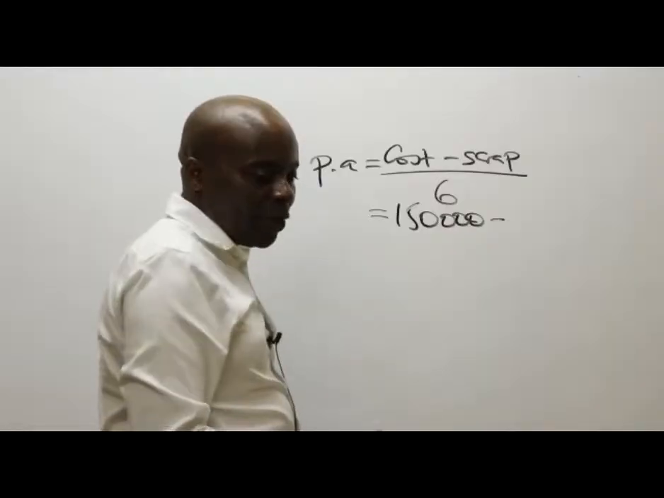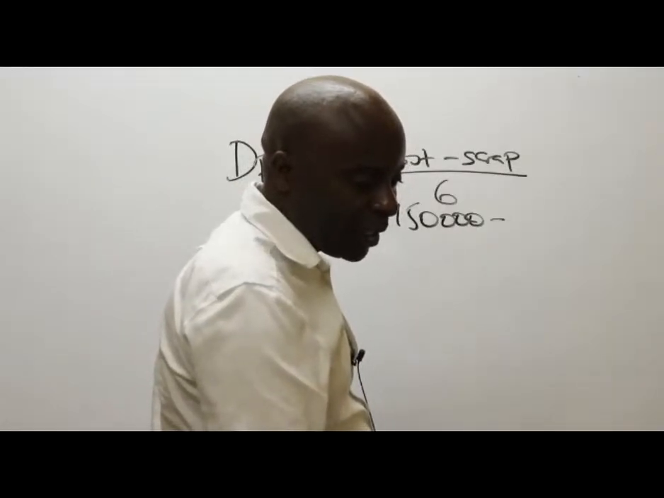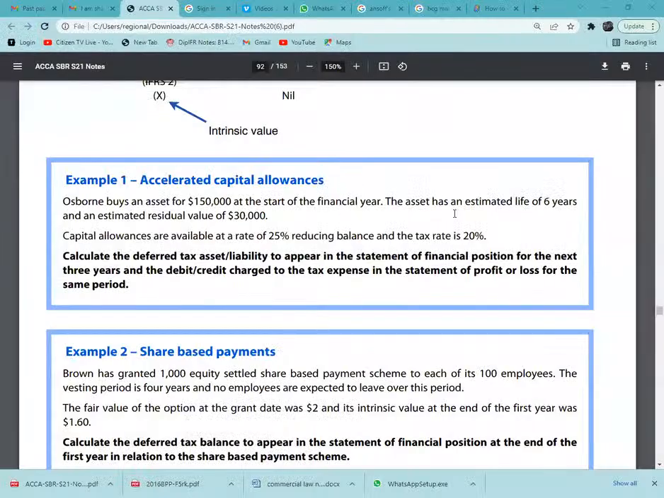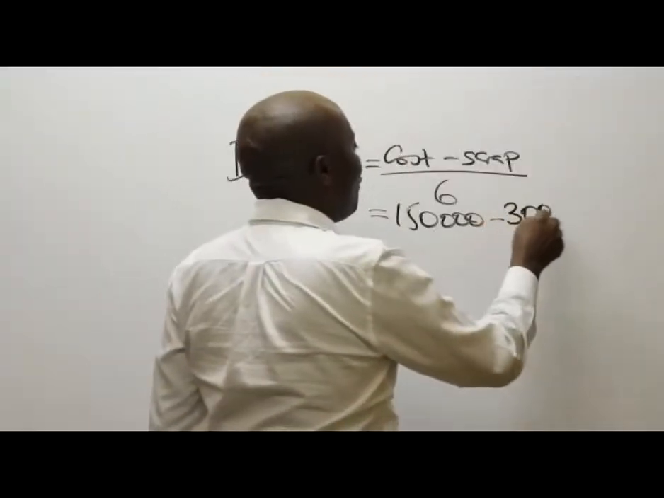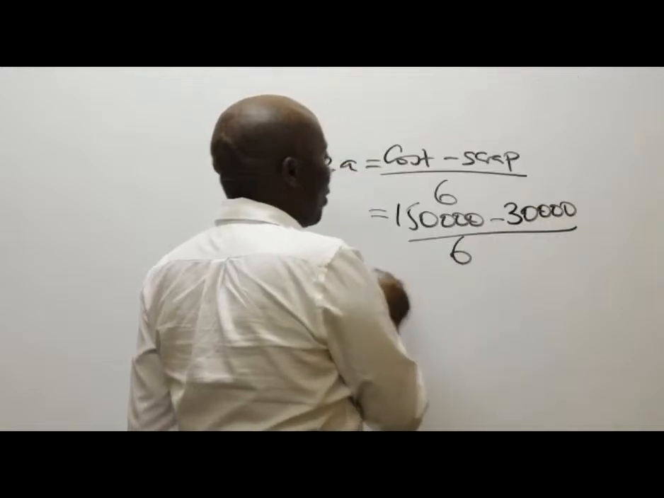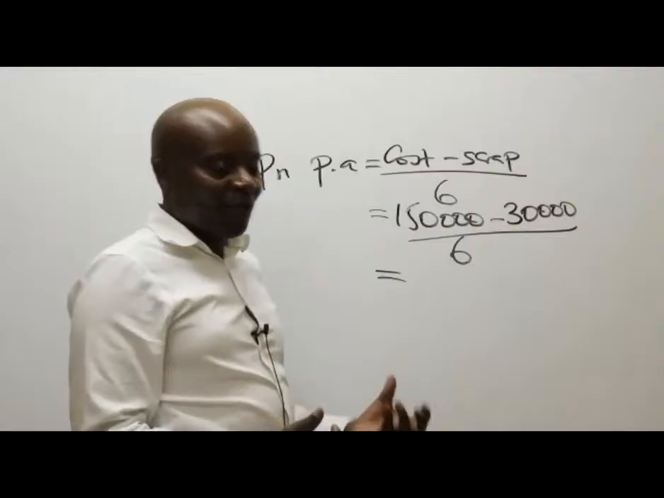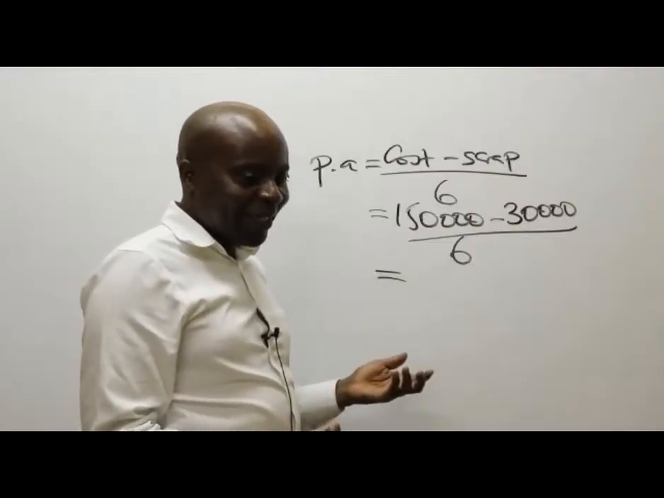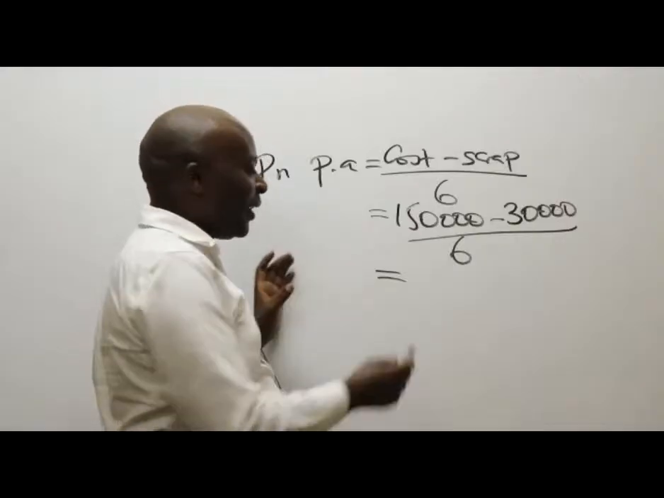What is the scrap value? Has the examiner given us a scrap value of this thing? Yes. He said the estimated life is 6 years and an estimated residual value of 30,000. So minus 30,000, and then everything divided by 6 years. Quite an easy thing. This is a low-hanging fruit. I would have harvested this yesterday, not even today. So then this will give me what figure at the end of the day?